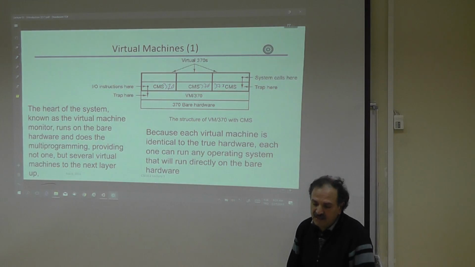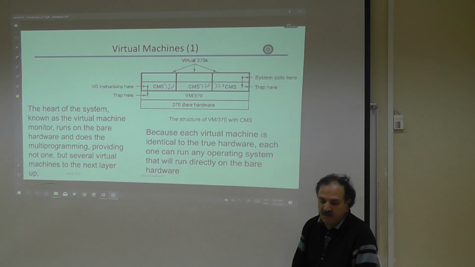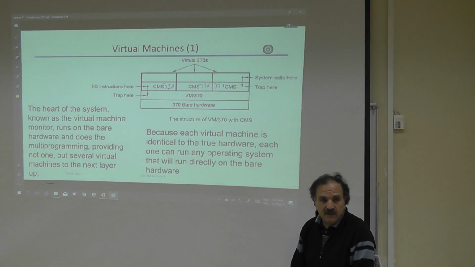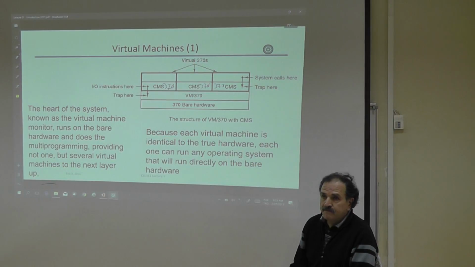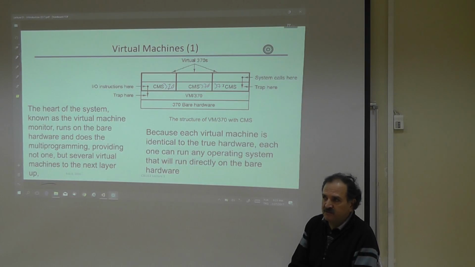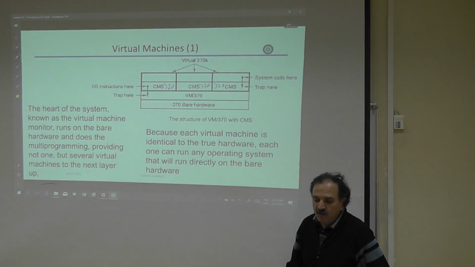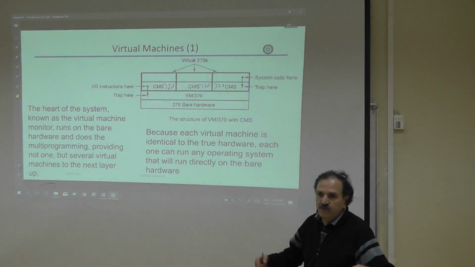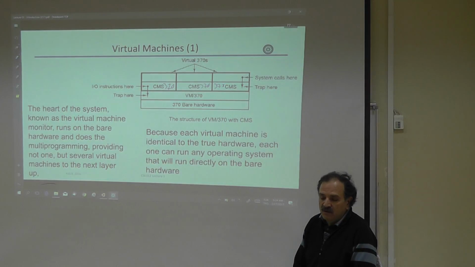Because each virtual machine is identical to the true hardware, each one can run any operating system that will run directly on the bare hardware. So there was no problem, there were no crashes, everybody was happy. The idea was that in the second generation computers, it was relatively easier to debug your programs because you didn't have any batch processing, you didn't have any multi-programming. You have your hardware to yourself. You keep your computer for yourself. You can do anything you want. You can debug your programs. Nobody can say anything to you until you are done.